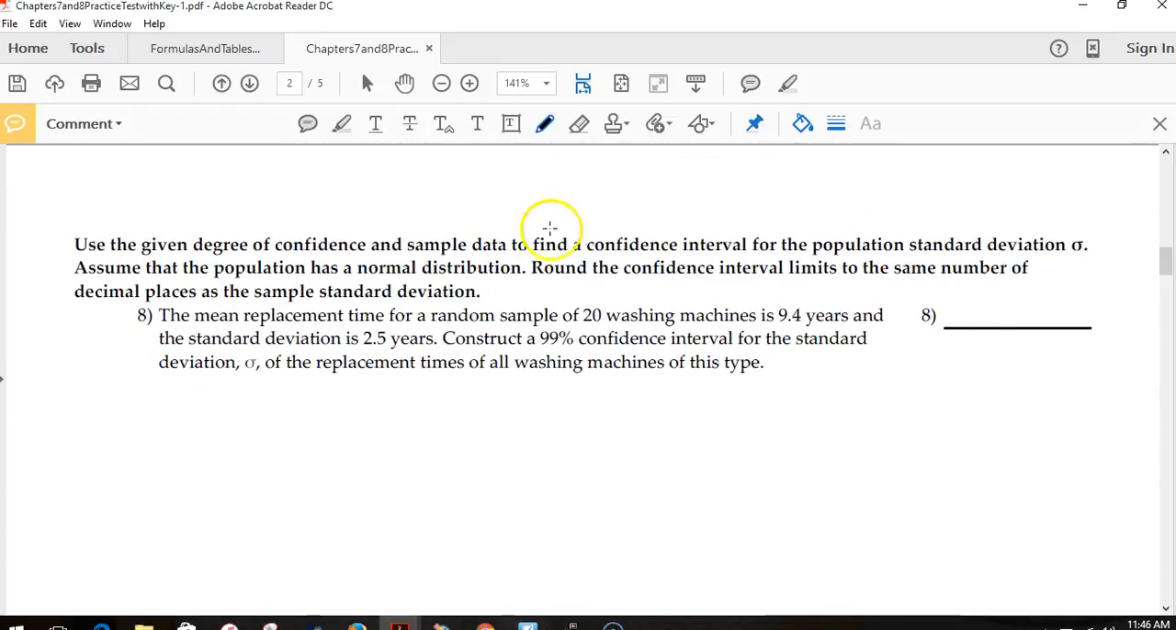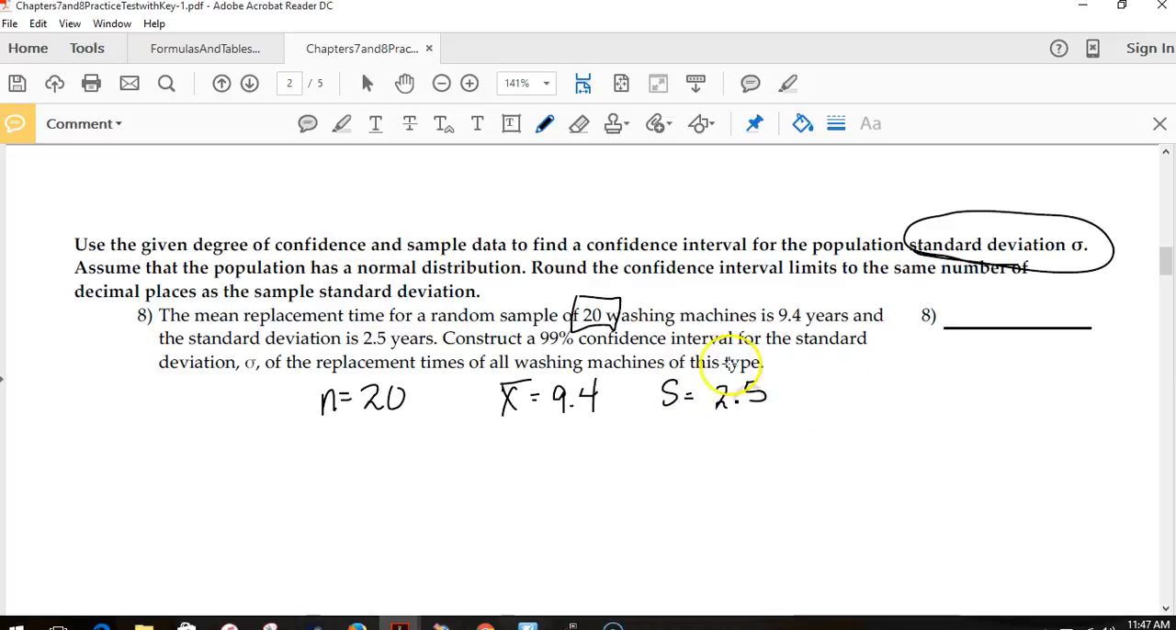Given the degree of confidence in the sample data, find the confidence interval for the population standard deviation. So no calculator use on this one. That's not going to help. The mean replacement time for a sample of 20 washer machines, so n is 20, gives a mean value of 9.4, although we're not terribly interested in that, and a standard deviation of 2.5. Find a 99% confidence interval for the standard deviation sigma, not sigma squared, but just sigma, of the replacement times of all the washer machines.